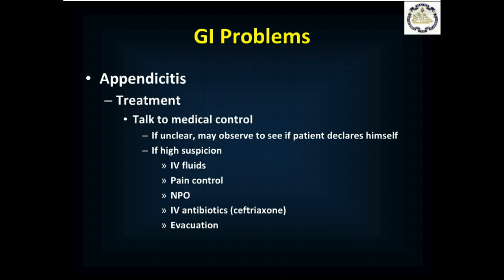But if there's a high suspicion, so the pain localizes to the right lower quadrant, they have peritoneal signs, and you remember those are the findings we get with percussing the abdomen or tapping on the heels or making them jump up and down, then your suspicion's high. You need to evacuate the patient, and in the meantime, you give them IV fluids, you give them medication for pain control, morphine typically. You keep them NPO, which means they can't eat or drink anything because they're going to need to go to the operating room. You give them IV antibiotics, and the one that you have is ceftriaxone, as long as they're not allergic.